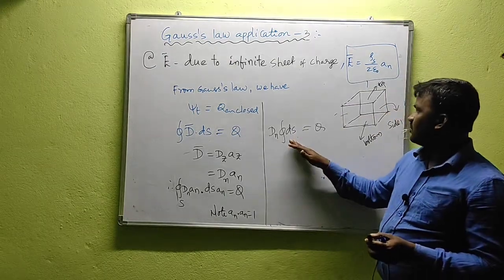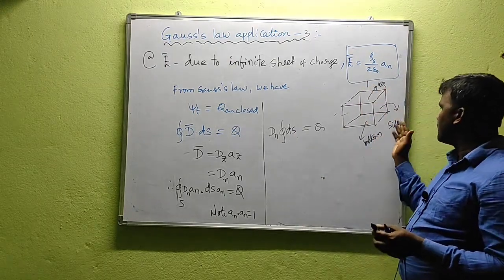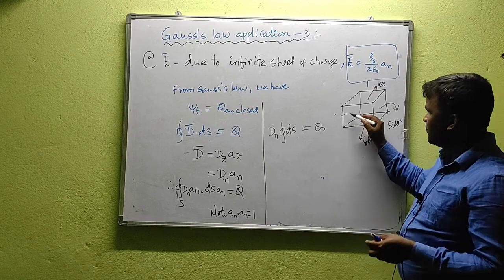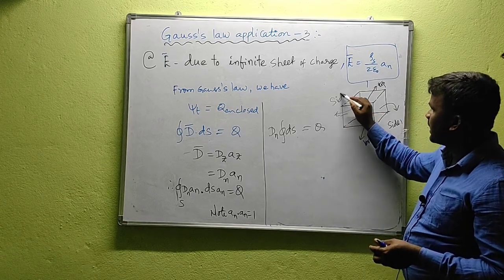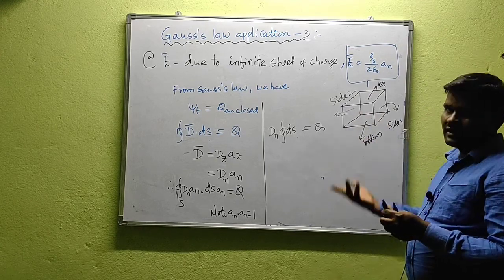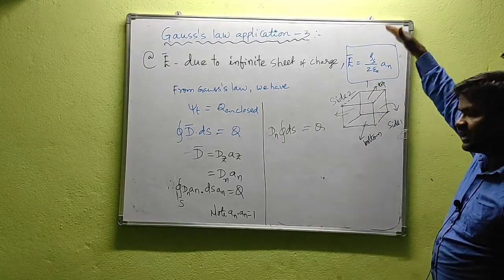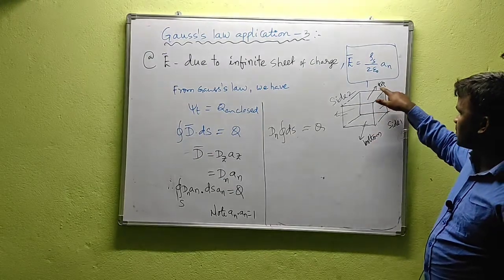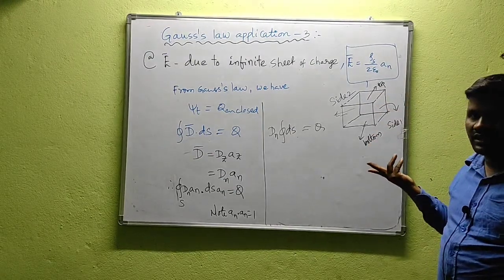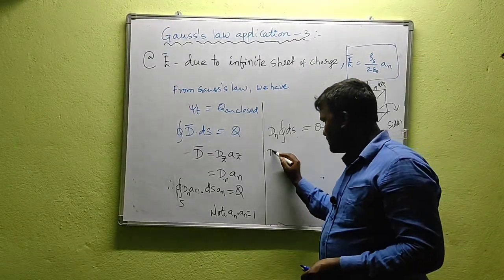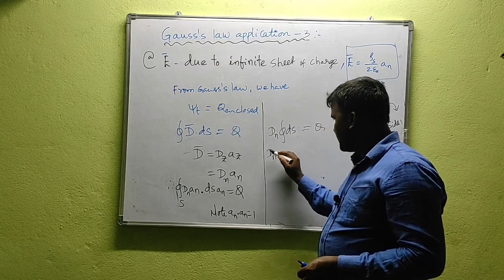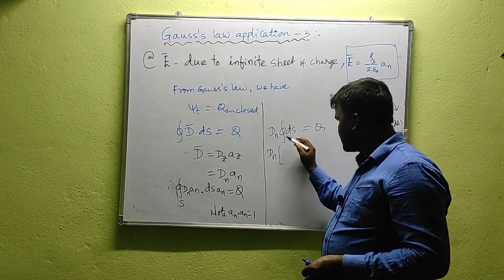So closed means what? We have surfaces top, bottom, side 1, side 2, and front and back. Front and back are taken as side surfaces. Basically, if it is placed along the z direction, that means we need to take top and bottom only. So this top surface area and bottom surface area both are equal. So that's why we can take Dn as common, integral ds.